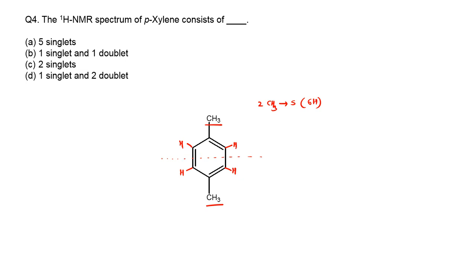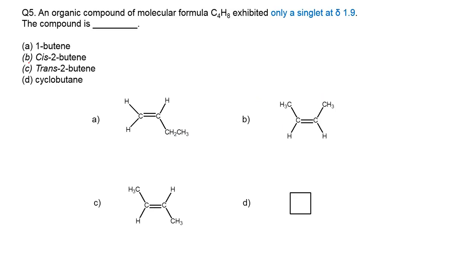And if you observe all the protons on the aromatic skeleton, all are identical, and therefore all the four protons over here, these 4 HA, will also give a singlet, corresponding to 4H. So the correct answer is we'll get two singlets for this compound. In question 5, an organic compound of molecular formula C4H8 exhibits only a singlet at 1.9, and the four compounds are provided like this. So the same thing will apply over here.